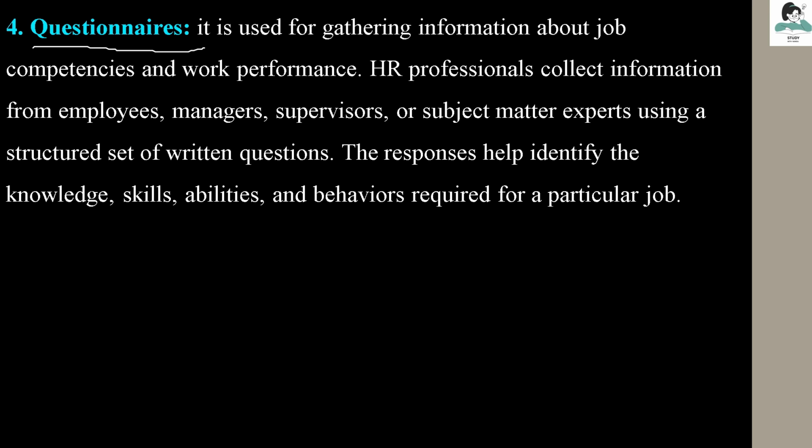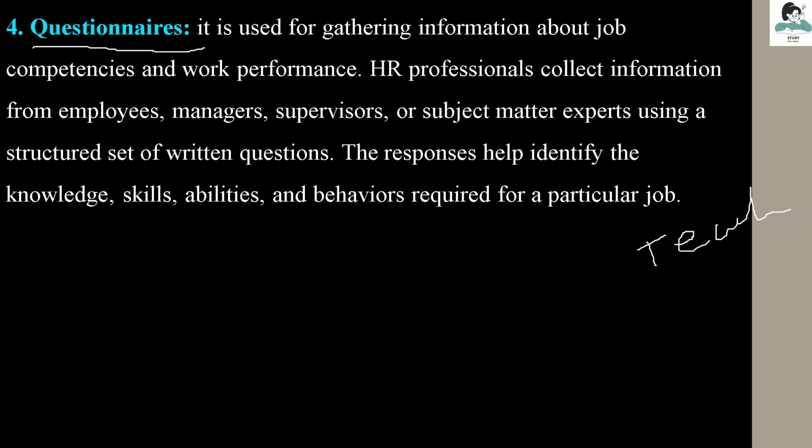For example, suppose a school wants to identify the competencies required for a teacher. Now what will the school do? It will distribute a questionnaire to teachers, principals and management. What questions will they ask? Like how important is classroom management, do teachers need good communication skills, how often do you use technology in teaching, or what qualities make a teacher successful? This type of question will be asked in that format.